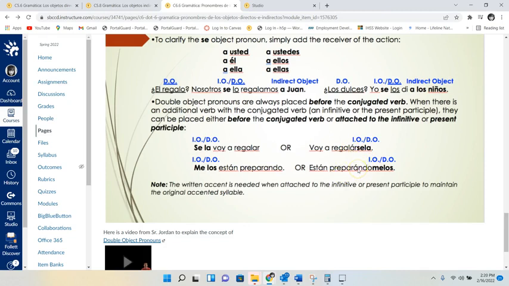With the infinitive, if you add 2, you go back 3. But if you're using it with the present progressive, then you go back 4. Basically, you're keeping the same accent on the same syllable. Regalar, preparando. So it goes on that same one. That's why for the infinitive, if you add 2, you go back 3. For the present progressive, if you add 2, you go back 4. Preparándomelos.